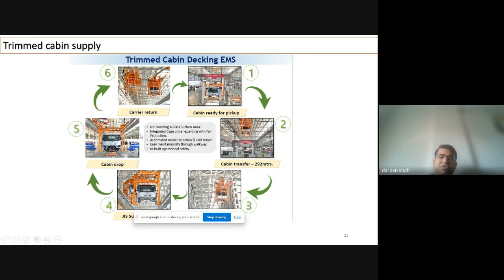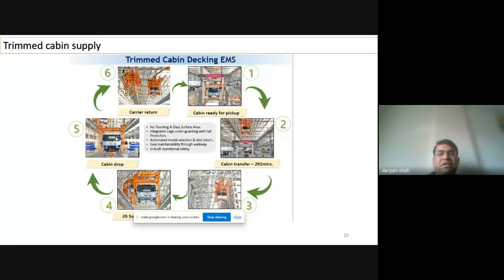So this is just a pictorial overview where we have implemented a very unique concept of not touching any aesthetic A-class related parts, which is very important to ensure that there is no defect and the customer is happy with the delivered product.